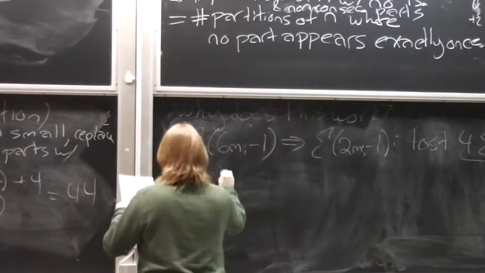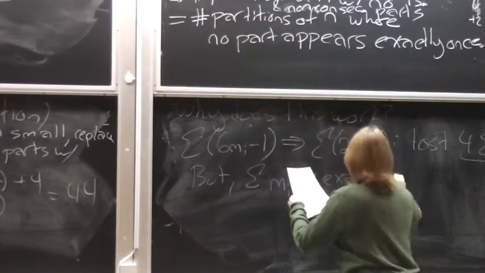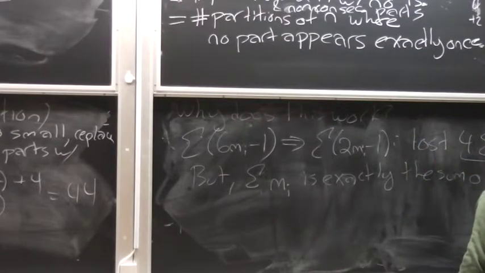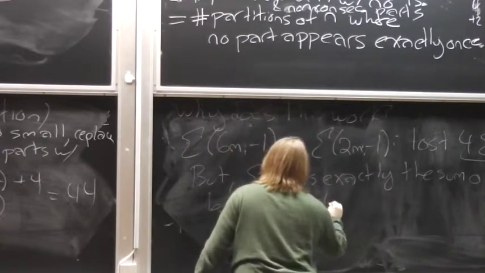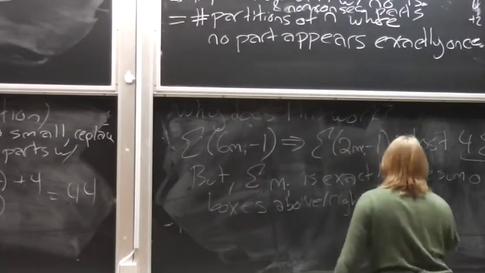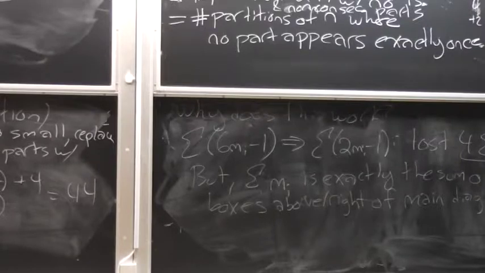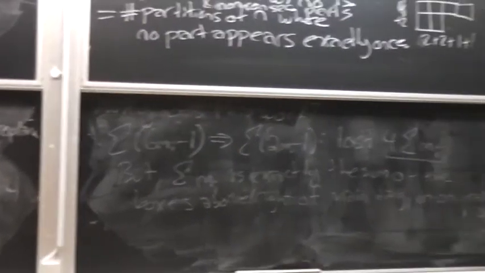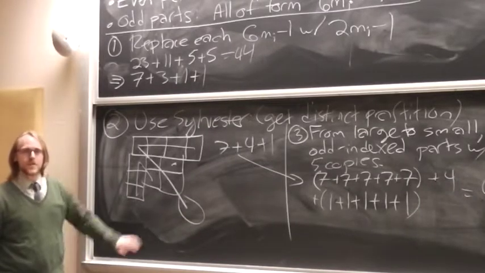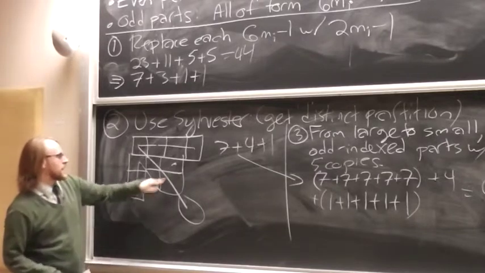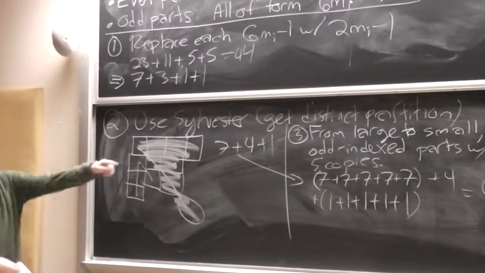So 4 times the sum of the m_i's, but the sum of the m_i's is exactly the sum of the boxes above, to the right of the main diagonal, or on the main diagonal in this here. Because 7 is 2 times 4 minus 1, so that 4 here was those 4 boxes. And so m_i is exactly that.